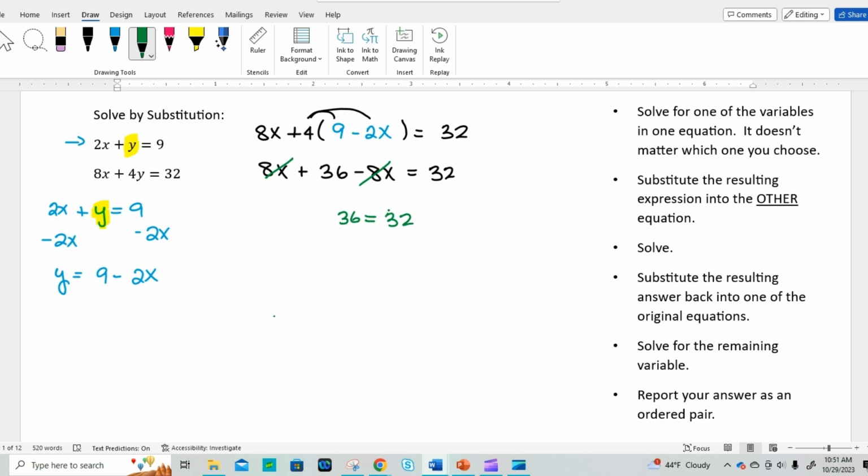Well, that's kind of like the other one. So now I have to interpret what exactly does that mean? 36 is equal to 32, is it? No, 36 is not equal to 32, so this is not true. Anytime I have an untrue statement, that means I have no solution. These are parallel lines, so they never ever meet.